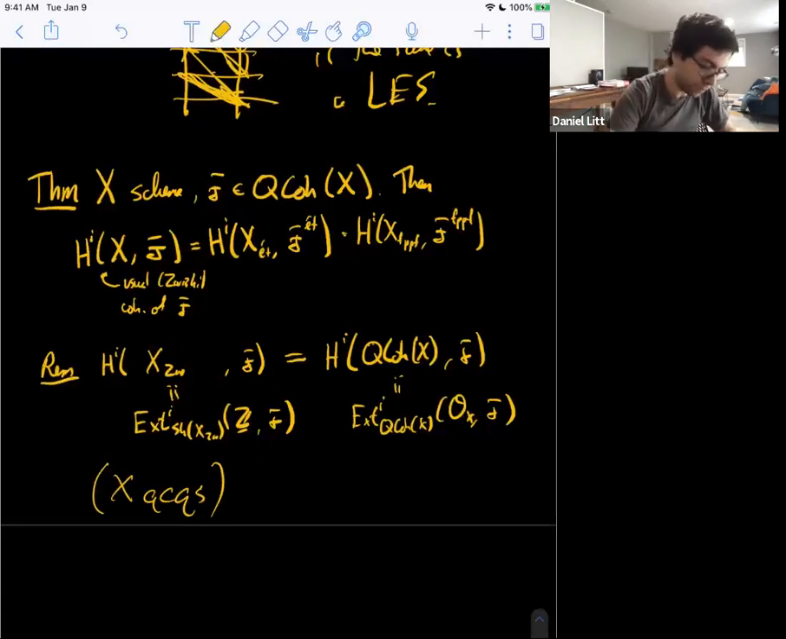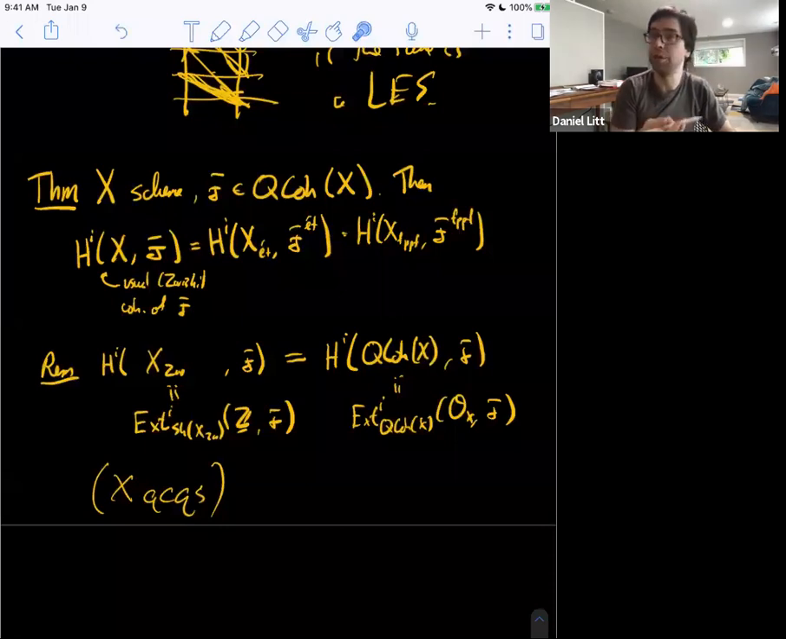That's right. So I would like you to think of this theorem as a beefed up version of this one. So it's saying that, we already showed that the category of quasi-coherent sheaves on the étale site is isomorphic to the category of quasi-coherent sheaves on the Zariski site.